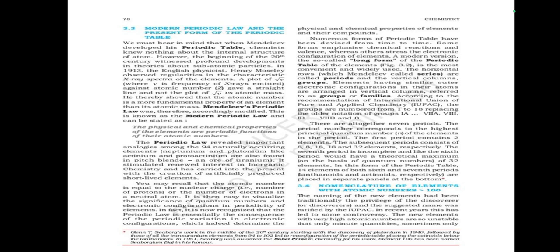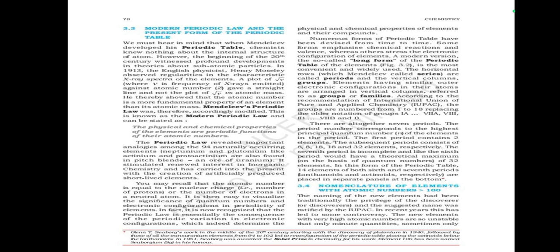The seventh period is incomplete, and like the sixth period would have a theoretical maximum, on the basis of quantum numbers, of 32 elements. In this form of the periodic table, 14 elements of both the 6th and 7th periods, the lanthanoids and actinoids respectively, are placed in separate panels at the bottom.